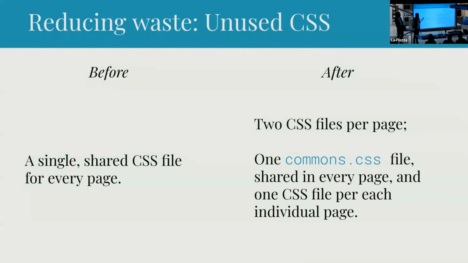And therefore, it included a lot of styles that no other page had to use. So we said, okay, something relatively simple. Let's have a commons CSS file, we decided to call it, that will have all the styles that are actually shared between pages. But then let's have another CSS file for each one of the different pages that we have. And this file will obviously only contain the styles that are used exclusively for that page. Doing this reduced the payload of our CSS for all the websites by more than 60%.